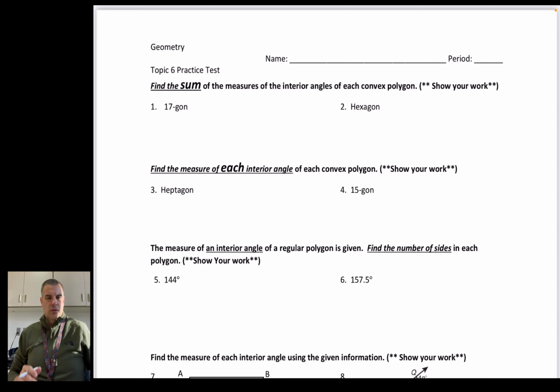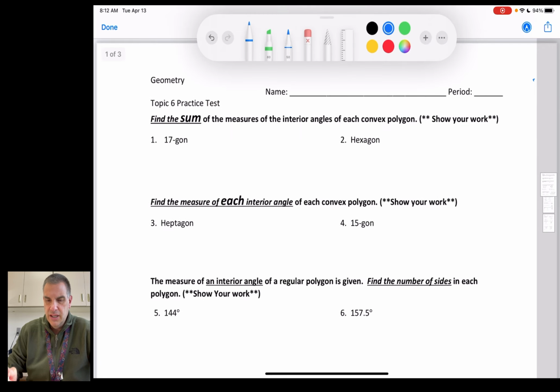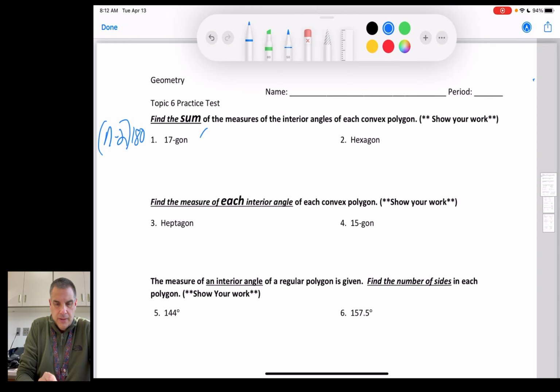So question number 1 says, find the sum of the measures of the interior angles of each convex polygon. Okay, so 17. Our formula that we use here is n minus 2 times 180. So we're going to do 17 minus 2 times 180. Make sure you do the 17 minus 2 first, so that's 15. 15 times 180 is 2,700. Done.